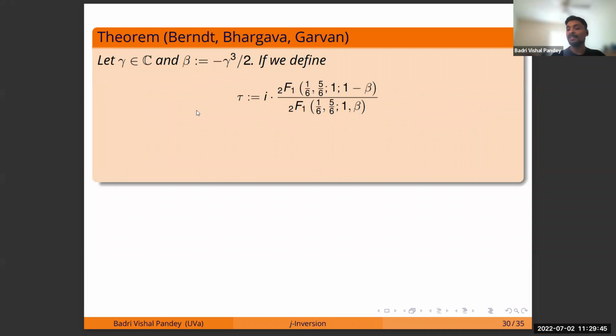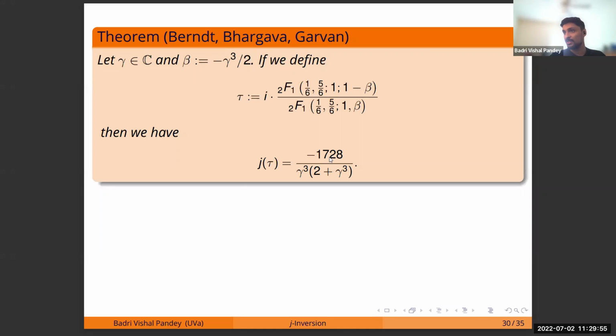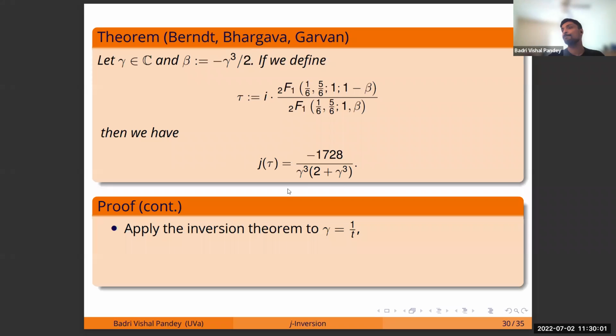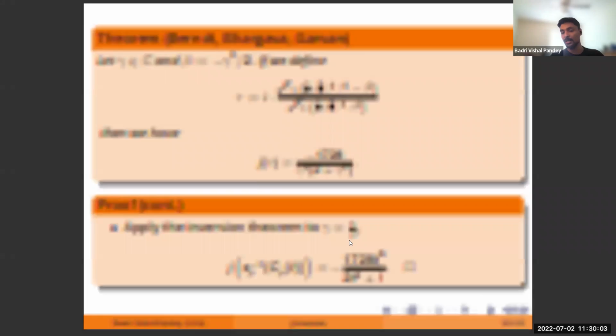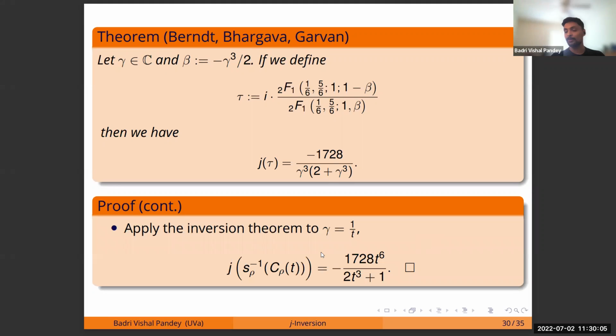Okay, and in this case, we use this well-known formula by, again, Berndt, Bhargava, and Garvan. It's from, I think, the 1990s, if I'm not mistaken, 95 or something like that. And they gave these inversion formulas, but these, again, as I told you, can be thought of as the inversion around infinity. And when you put gamma equal to 1 upon t, you get this formula.